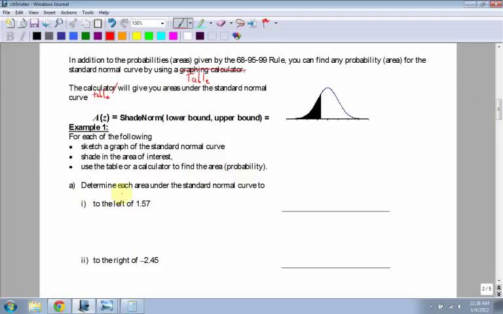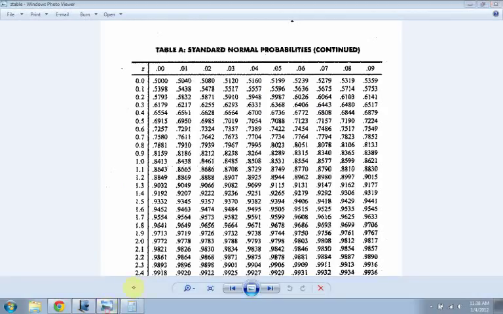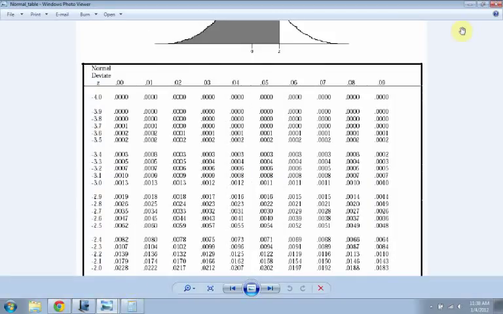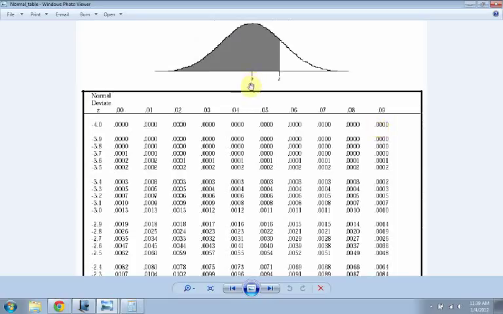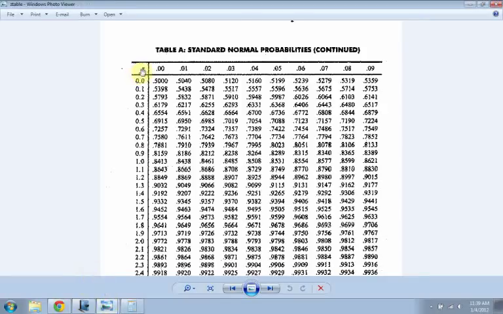Okay? So we have to determine the area under the standard normal curve to the left of 1.57. So what I would do is I would have my curve. I would look at my table. This one shows it pretty well. And the mean is always assumed at 0. And you have two tables. You have one that has negative values, and you have one that has positive values. These are for the Z values.